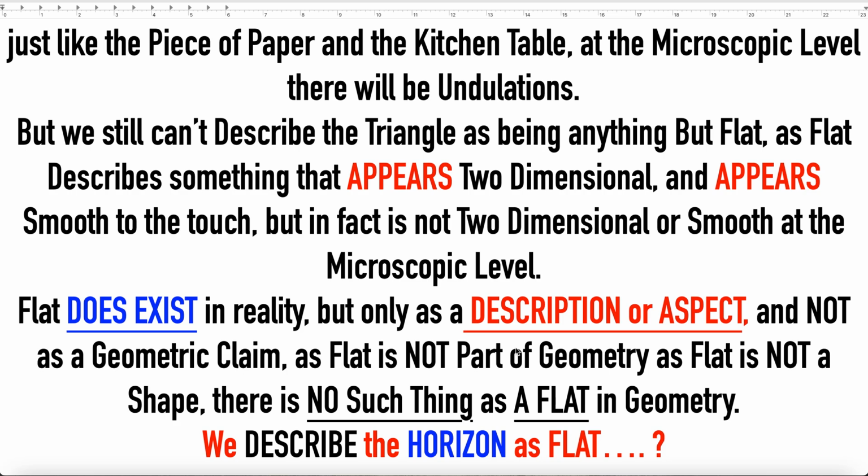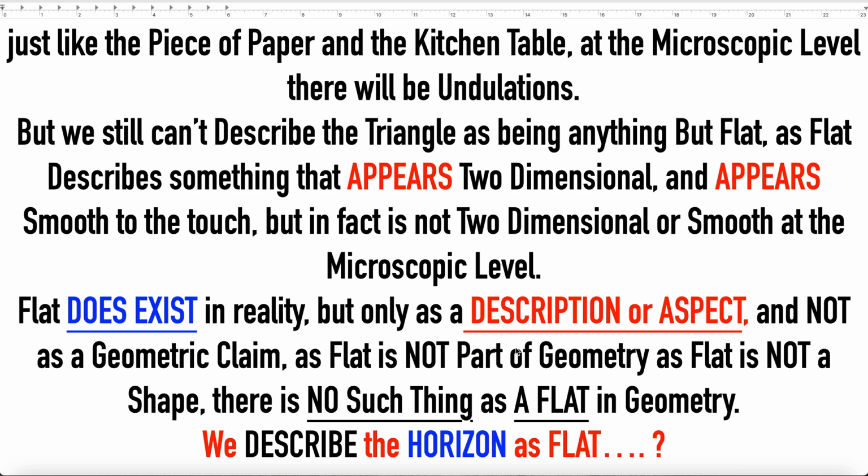You can't describe an XY two-dimensional, what they would call a two-dimensional Cartesian coordinates map as flat. You can only describe it that way. You can't prove that it's flat. You can only describe it. As flat is only a description. It's not a geometric term. You're not making a geometric claim. As I said, there is no flat in geometry.